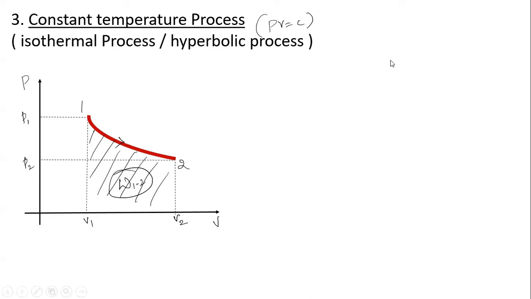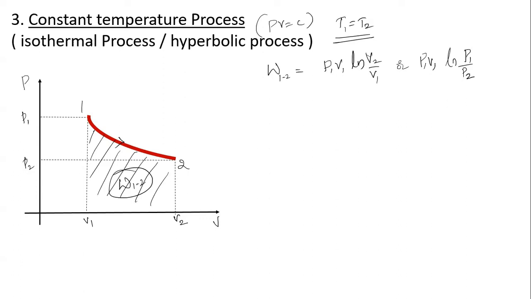Now the process is constant temperature process. For a constant temperature process, temperature remains constant. That is T1 is equal to T2, isothermal, constant temperature. Work done is given by W1 to 2 equals P1 V1 ln (V2 by V1). Or else you can write P1 V1 ln (P1 by P2). This is also true. Now we know the expression.